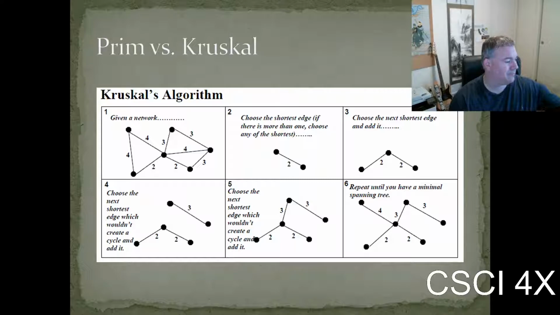Usually you do some sort of set merge kind of thing. So you have a data structure of different sets. So this would be one set, this would be one set. And then if you're going to connect them, you check to see if they're both in the same set. If we were trying to add these two together, they're both in the same set, so we don't add them. But if we're trying to add these two, they're in different sets, so we add the connection between them. So it's a little bit trickier to do Kruskal's, but it's not too terrible either.